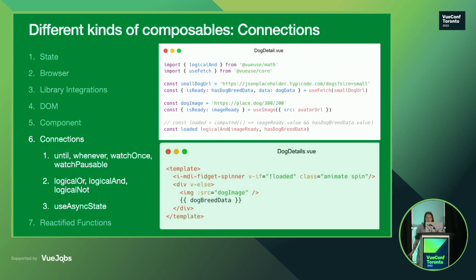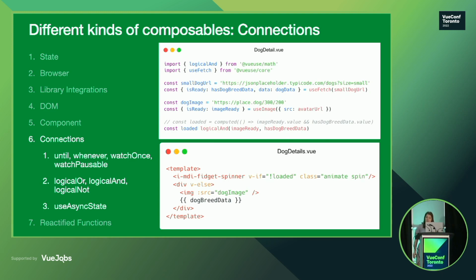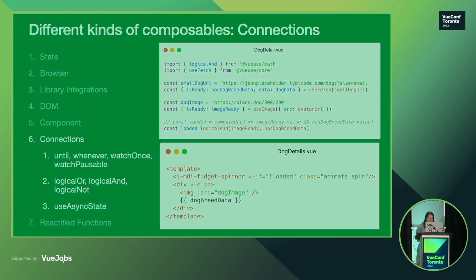It also doesn't use async await, so you don't have to wrap it in suspense. Pretty nice. And it allows you to make your utilities synchronous instead of async. These are the connections that you're trying to build.